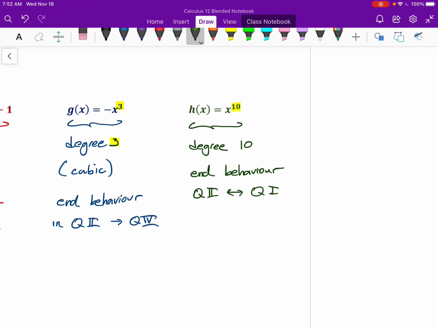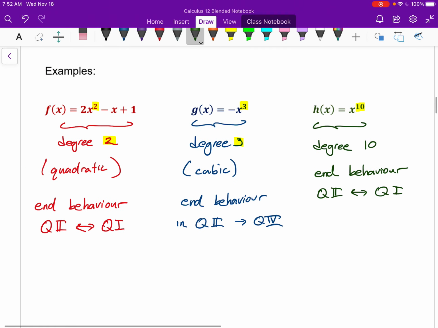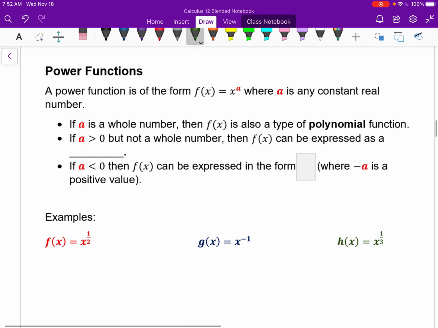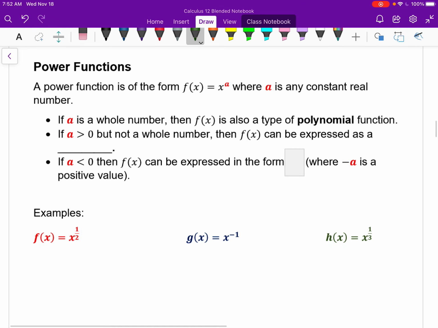All right, next, and what is probably new, although we've dealt with these, just the phrase is kind of new, is what we call a power function. And a power function is any function in the form x to the power of a, where a is any constant real number. Okay, so it's still a constant. It's not a variable. So this is not an exponential function. The variable is the base. But a doesn't have to be a whole number, which is like a polynomial. And that's what kind of differentiates this from a polynomial.